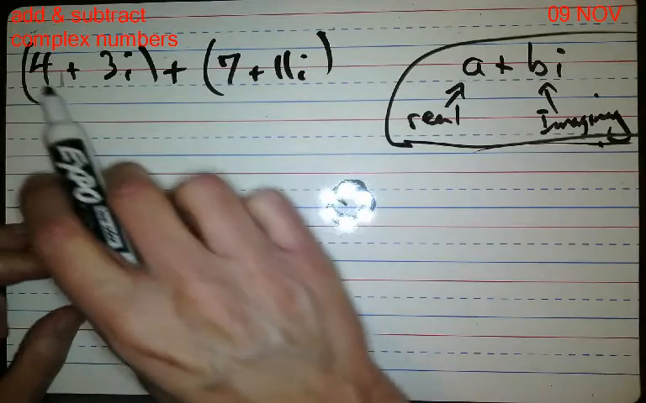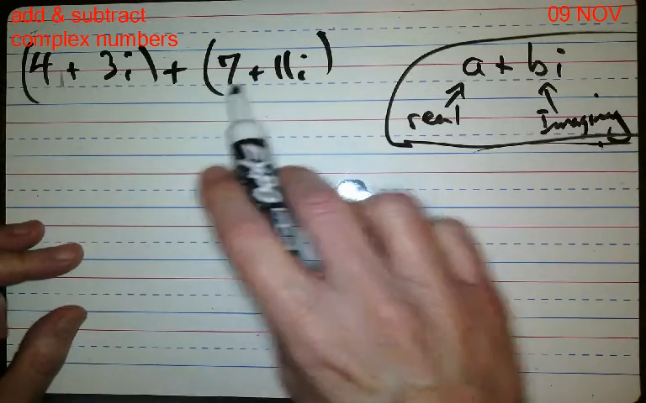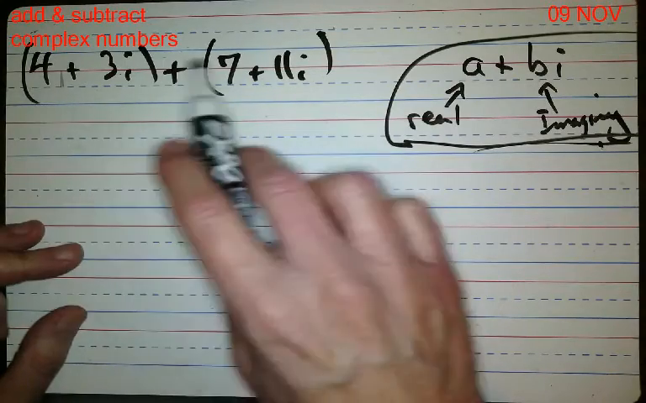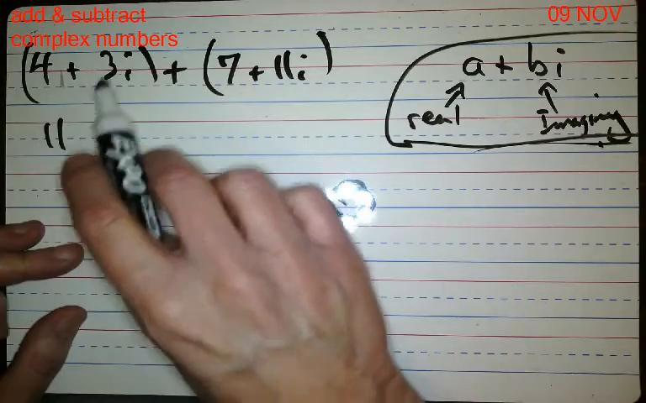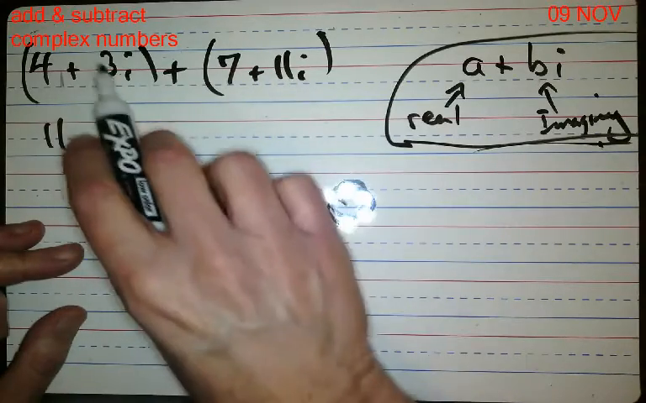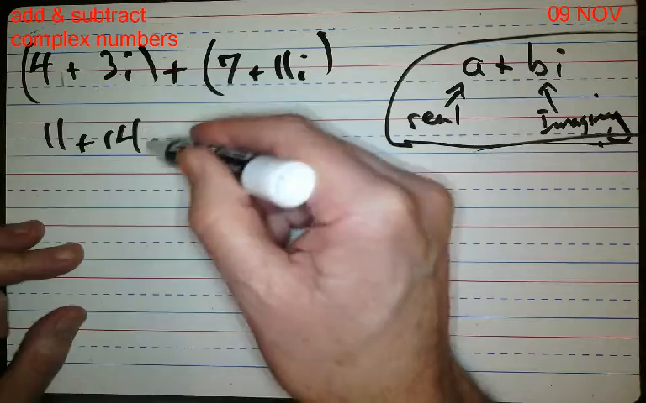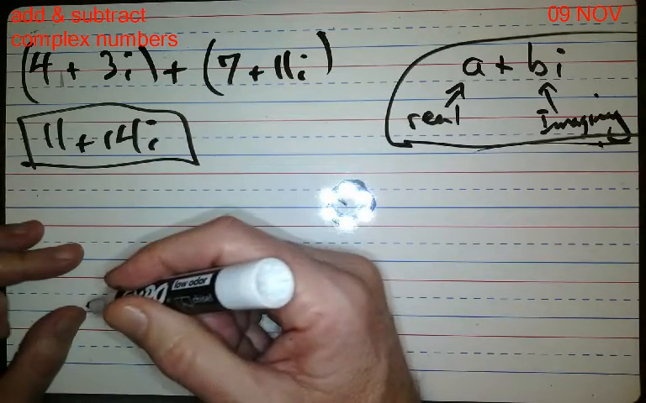So if I do 4 plus 3i and then 7 plus 11i, I can only add the real parts together. So 4 plus 7 would be 11 real. And then 3 plus 11 is 14, so plus 14i. This would be the answer when I add these values together.